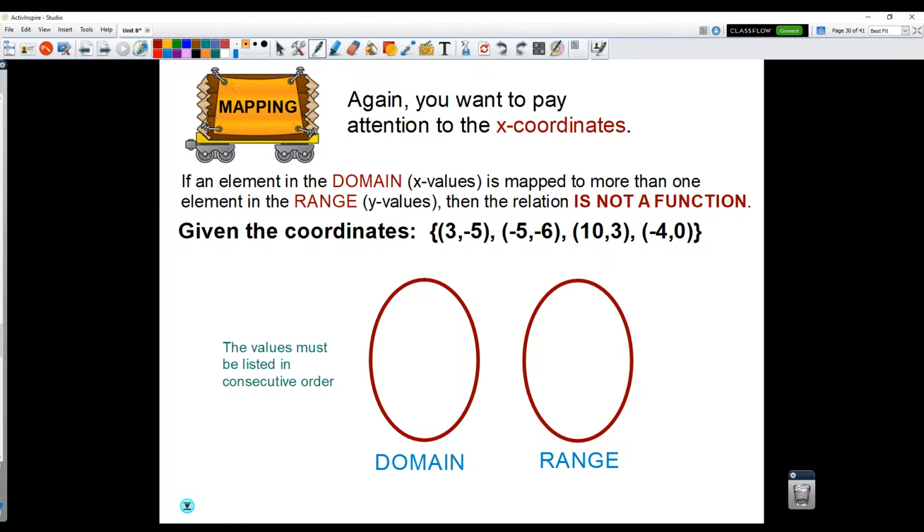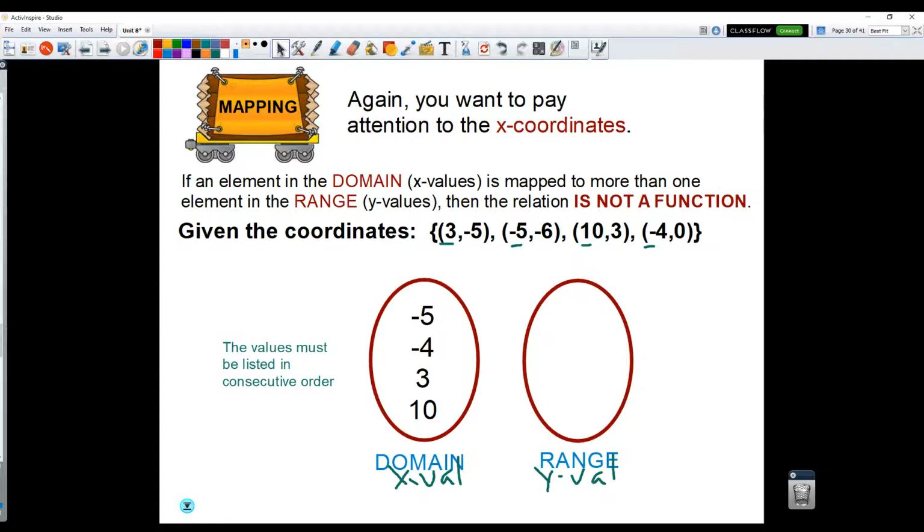So let's take a look at my x values because those go in my domain. Remember, that's my x values. My range are my y values. So I'm going to put my x values in the domain circle. I have a 3, -5, 10, -4. Which one comes first? What's my smallest value? My -5 will go first, then the -4, as you can see here, then 3, then 10.